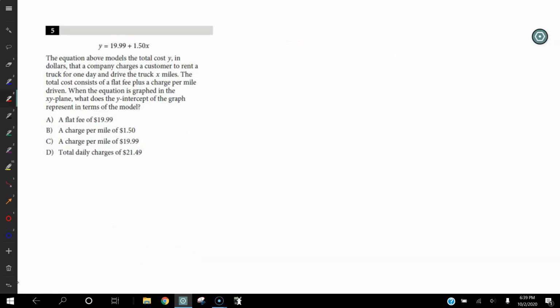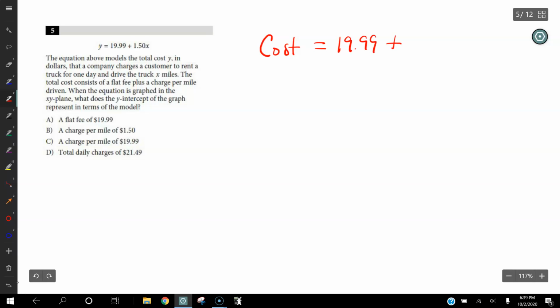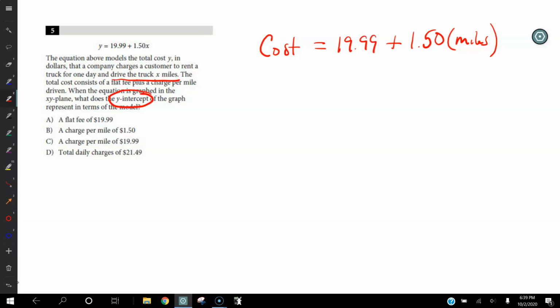Number 5, the equation above models the total cost. So we have cost equals $19.99 plus $1.50 times X. Well, what does X represent? X is when you drive the truck X miles. So you plug the number of miles into here. And what does the y-intercept represent? Well, the y-intercept is the number that doesn't have the variable with it.